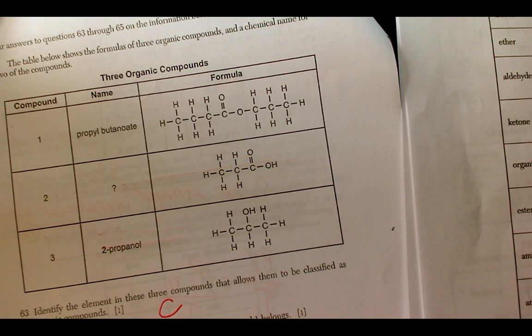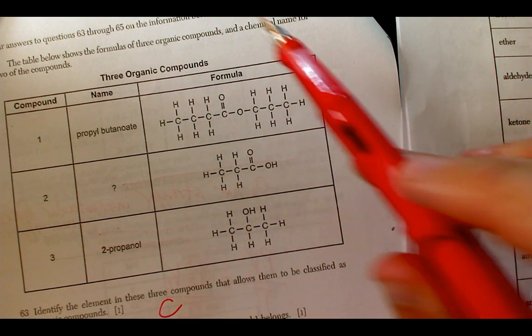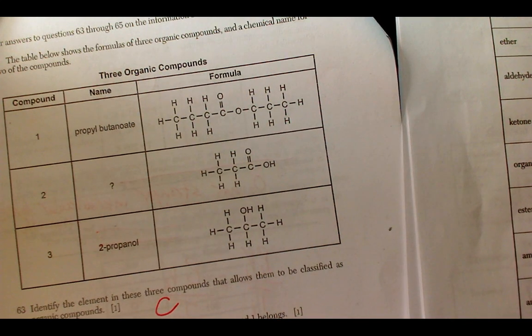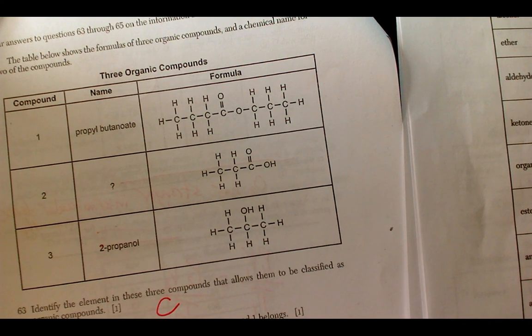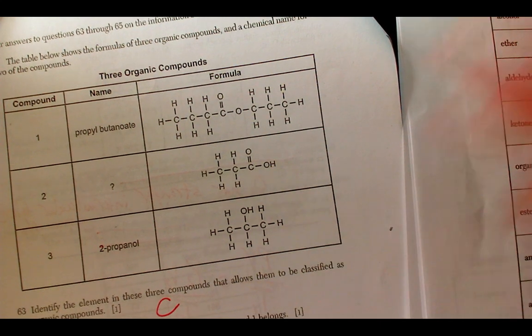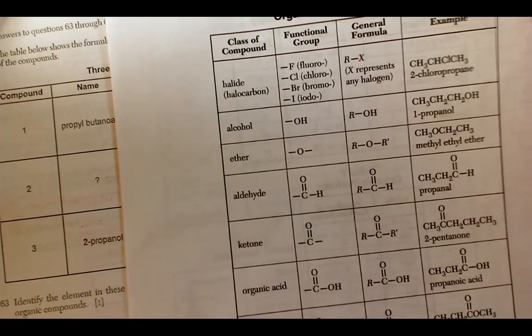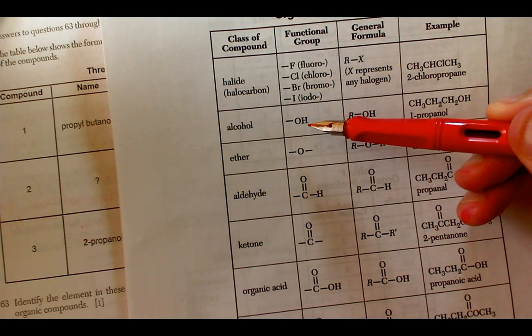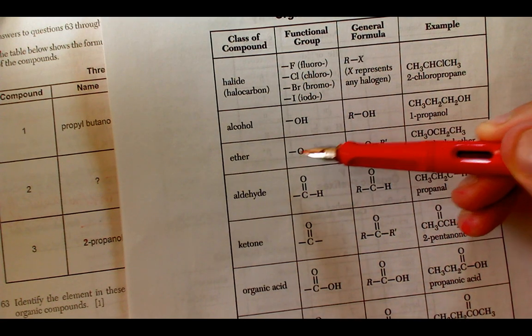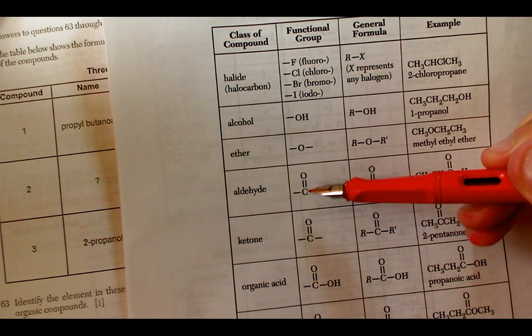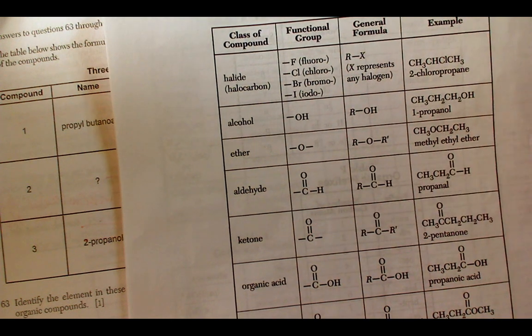So remember, when we're doing this, we want to see what's the extra stuff that's not just a chain of carbons with some hydrogens. What's the different thing here? If I look at this picture, you can even look at your chart and say, well, does it have fluorine or chlorine? Does it have this OH piece? Does it have an oxygen between two chains? Does it have a double bonded O at the end? Does it have double bonded O in the middle?